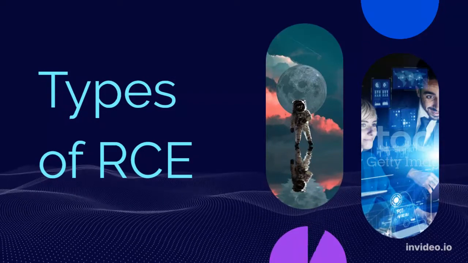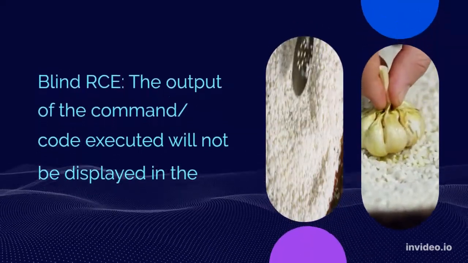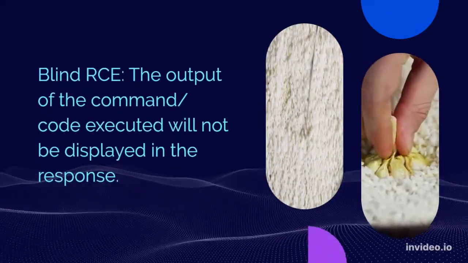Types of RCE. Blind RCE: the output of the command/code executed will not be displayed in the response.